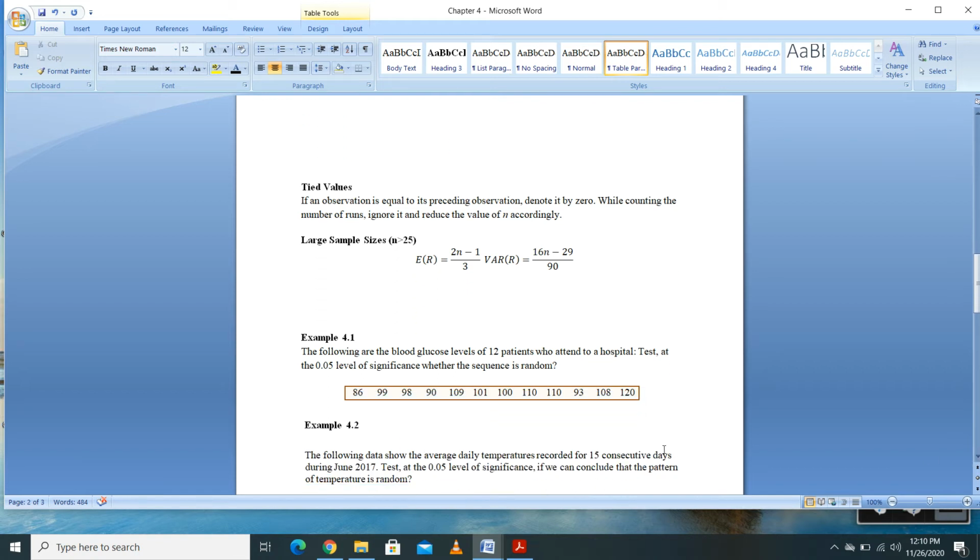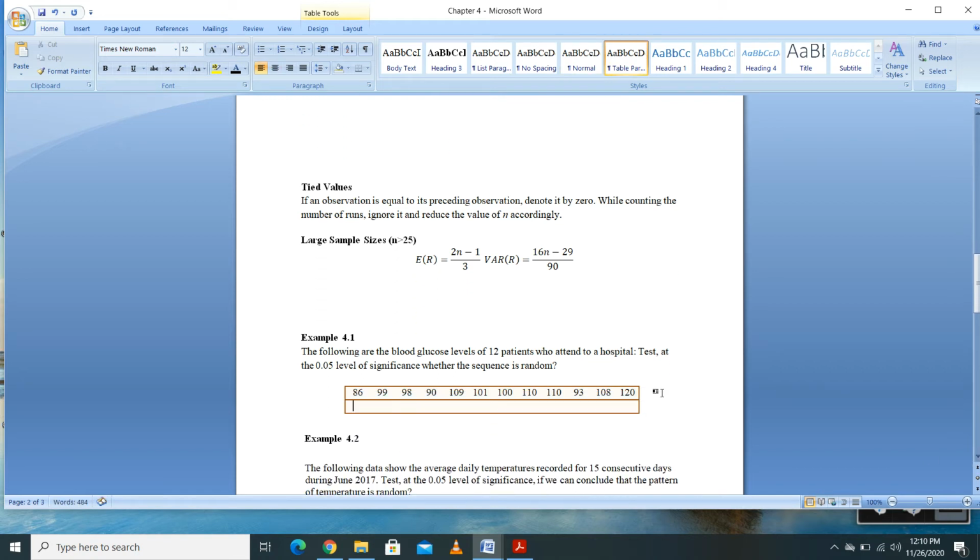Right, so we'll conduct this example and see. In this case, it says the following are the blood glucose levels of 12 patients who attend a hospital. You have to test at 0.05 level of significance whether the sequence is random. So what is the first step that you have to do? You have to check the number of runs. So I will mark the positives and negatives.